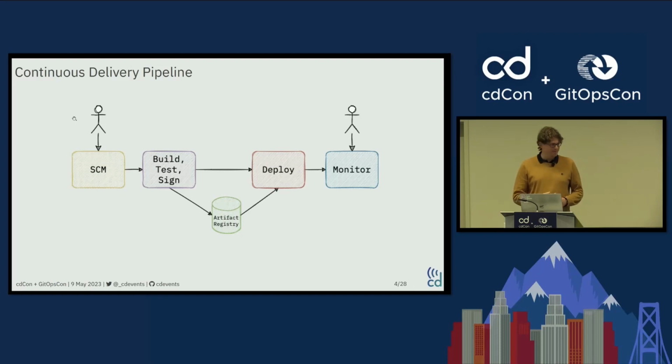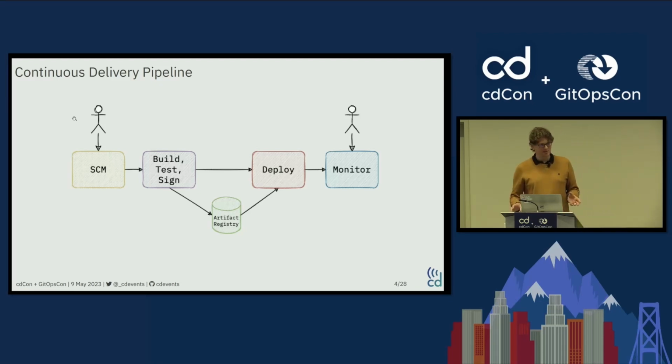To introduce CDEvents, let's start with a pretty standard continuous delivery pipeline. You start with an SCM, like GitLab or GitHub, where you have your code, and then you go through build, test, signing. You produce some artifact that is stored in an artifact registry, and then you have some deployment phase that finally goes into production, where monitoring kicks off.